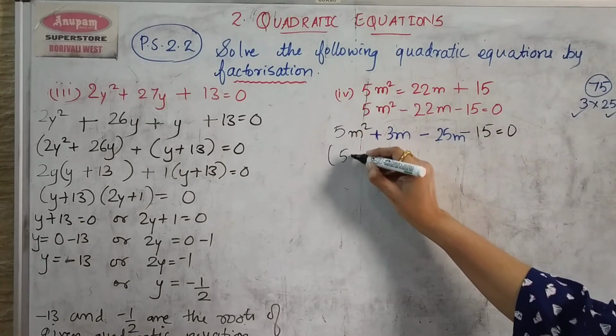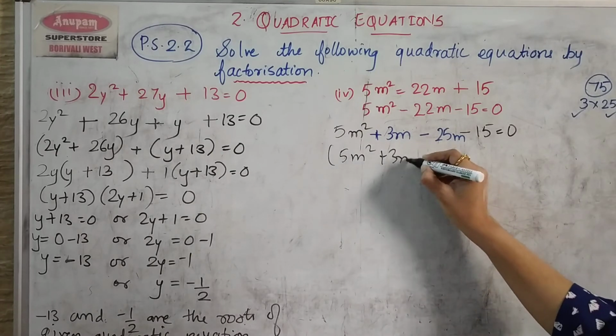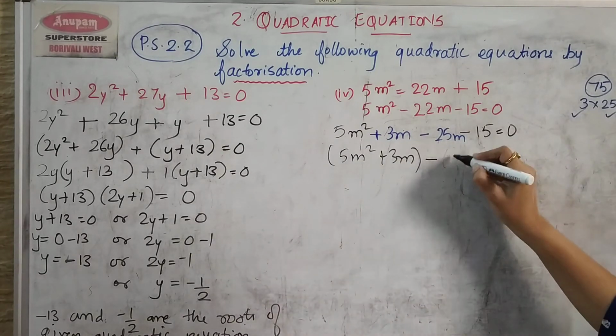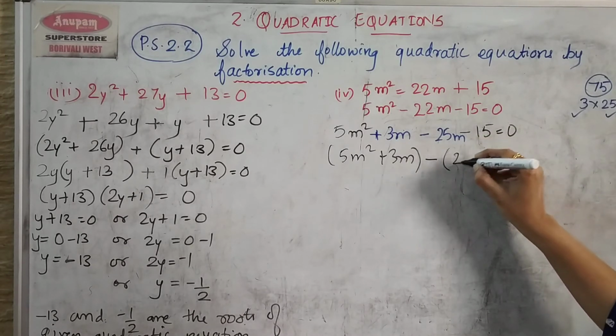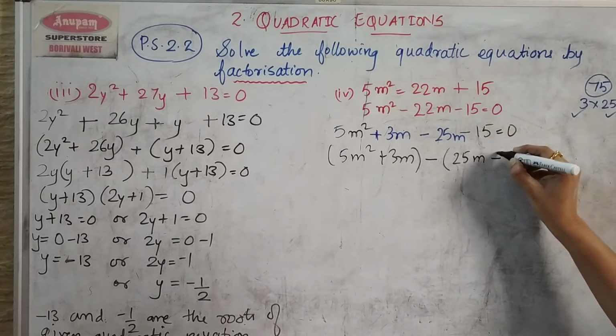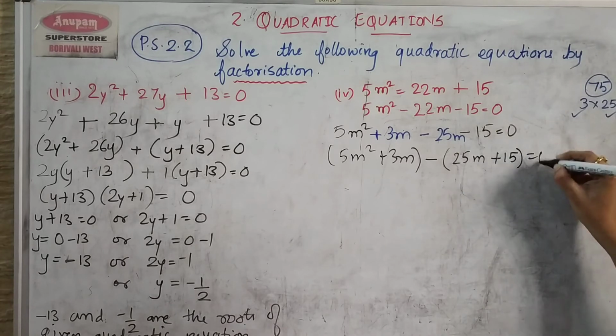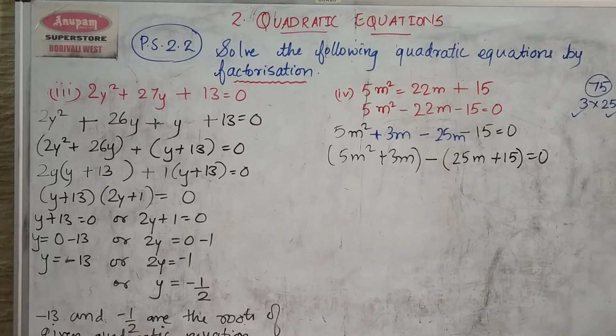So next step, 5m square plus 3m minus, whenever you have minus sign, this sign will be changing. So this will be 25m plus 15. Okay, the sign will become opposite now.